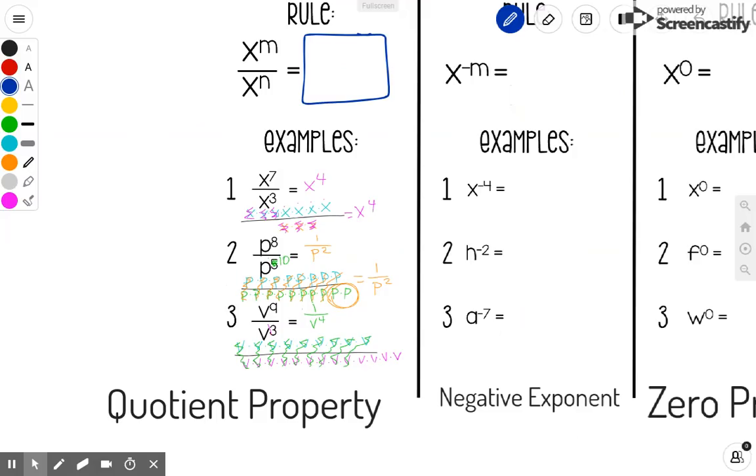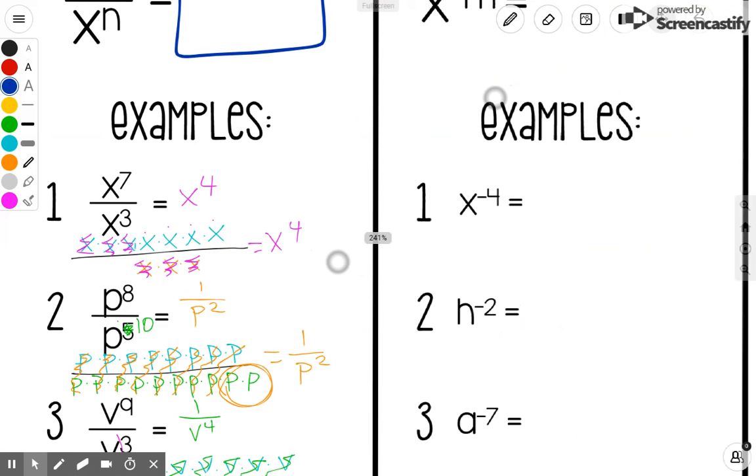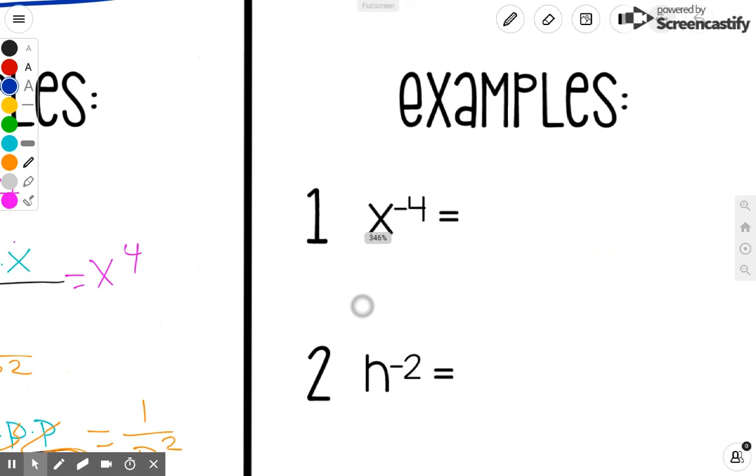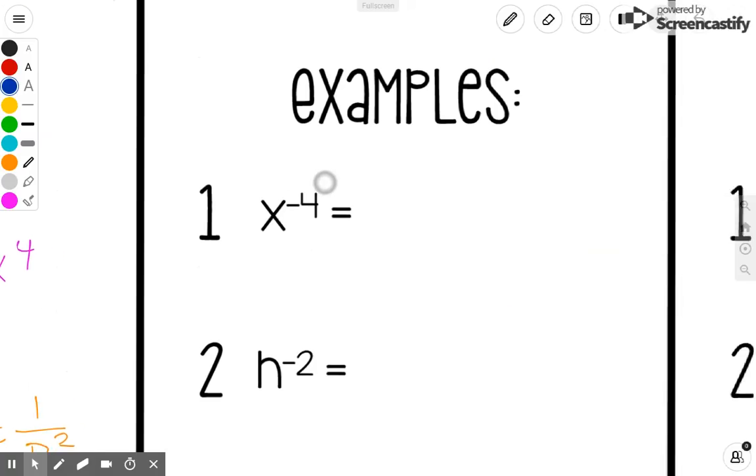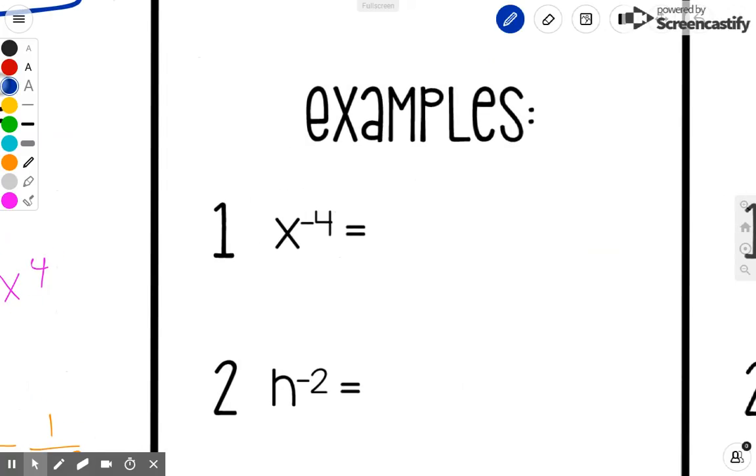So the next property is the negative exponent property. And this one, we're kind of not going to expand, okay? So we're just going to drop it like it's hot is what I like to say. So the first problem is x to the negative 4th. So if we've got a negative exponent, what we do is we drop the whole exponent to the denominator and it becomes positive. So this is 1 over x to the 4th.